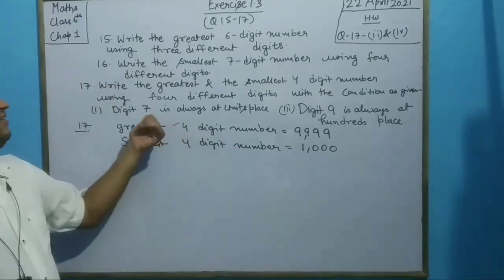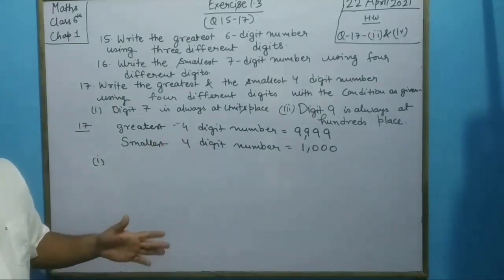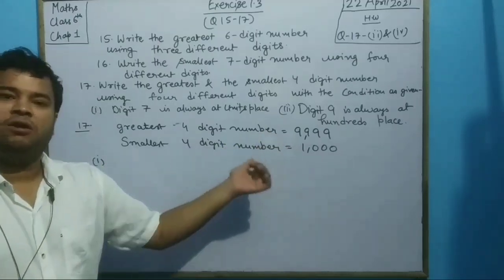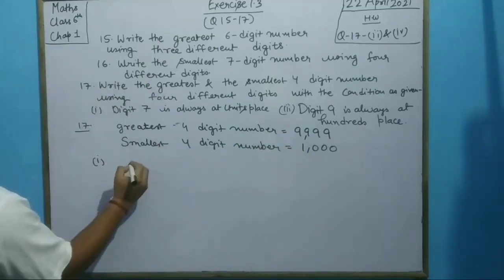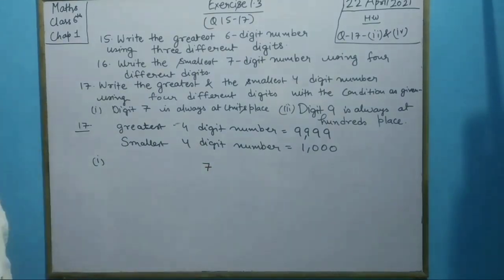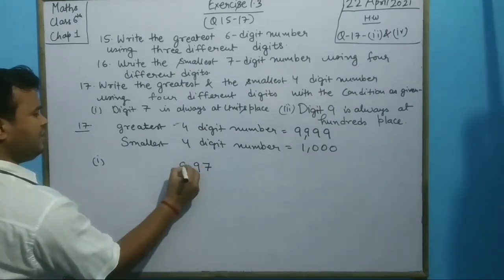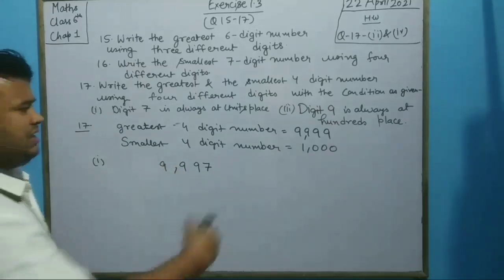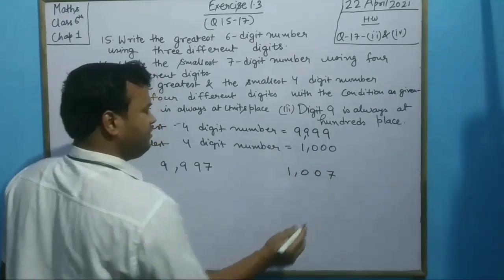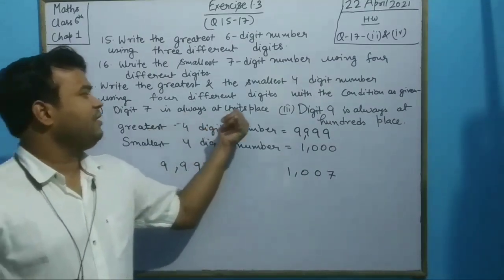And the second condition is, in the first one, 7 will be at the unit place. So 7 must be there in both cases and all the digits should be different. In the first case, let us put 7 at the unit place. Again there is 9, 9 and 9. So this is the case, 7 is at the unit place.